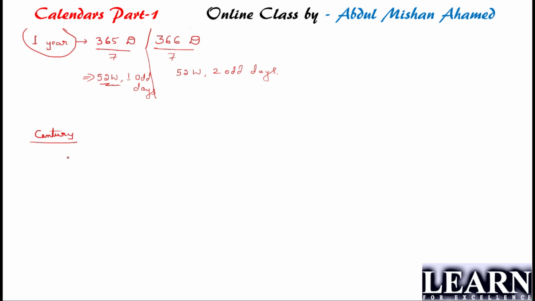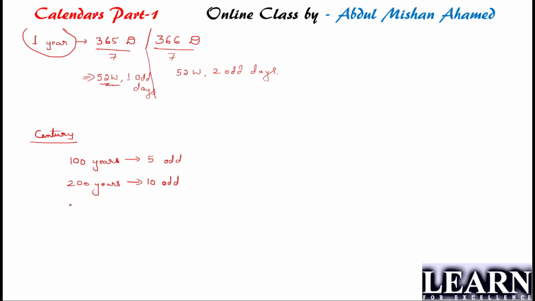Now if I'm talking about a century, 100 years will have 5 odd days. Similarly, 200 years will have how many odd days, guys? If this is 5 for 100, for 200 it will be 10, so I can say 10 odd days. In general I can take it as 3 odd days also, but it will be a little confusing for us, so we can directly take it as 5, 10.